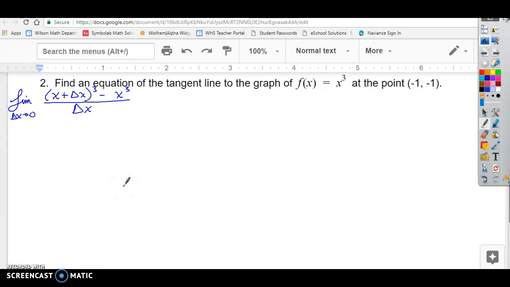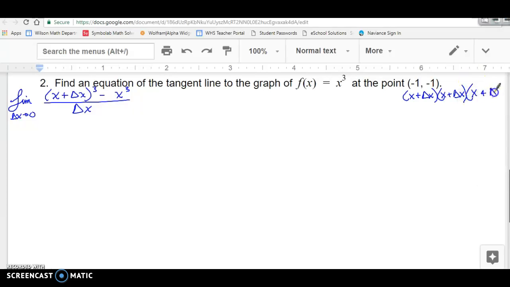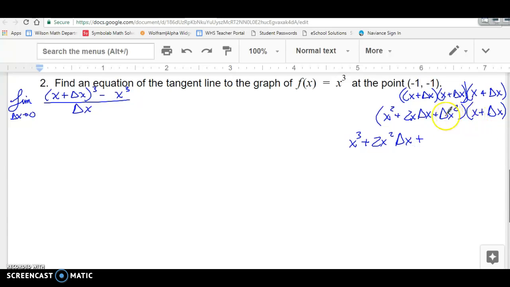Now, (x + delta x) cubed, that's a lot. So I'm going to jump over here and actually do all the multiplication for you, and then I'll substitute it in on the left. First two I'm going to do are these. So this is going to give me x squared plus 2x delta x plus delta x squared. Now I'm going to do x plus delta x. So x times this would be x cubed, plus 2x squared delta x, plus x delta x squared.